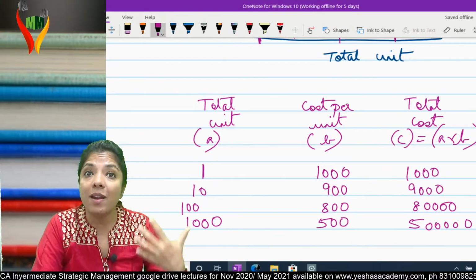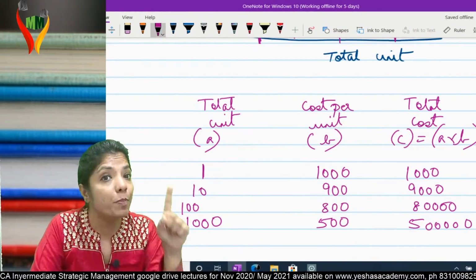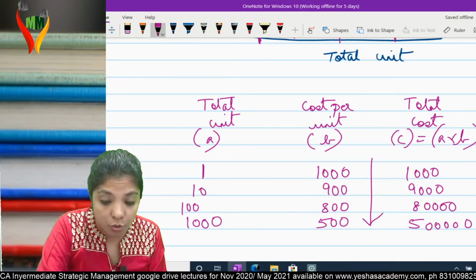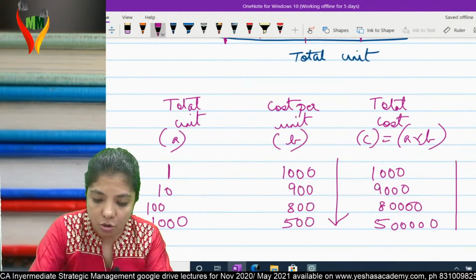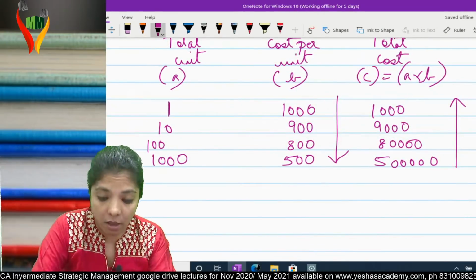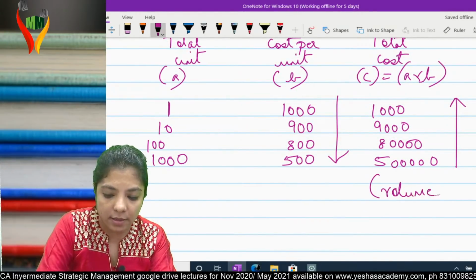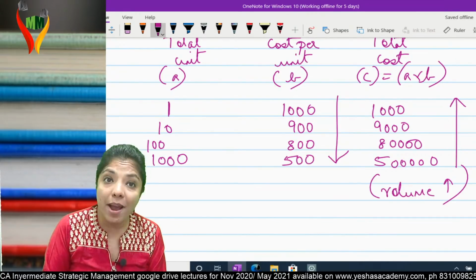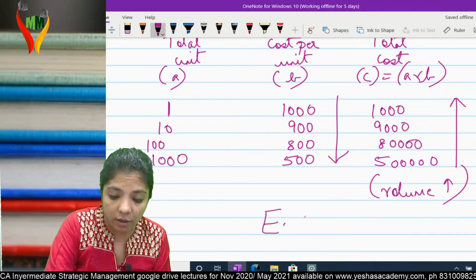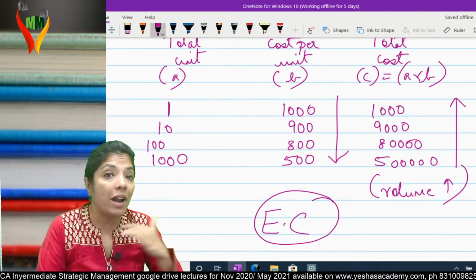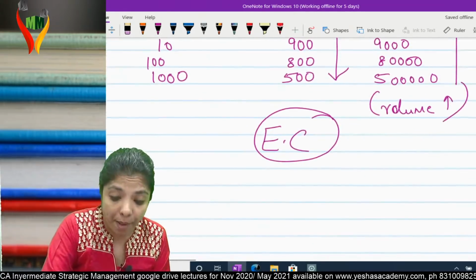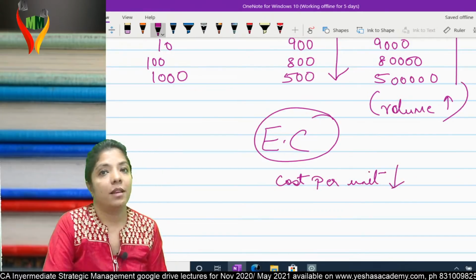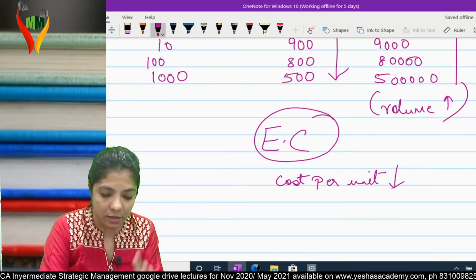Understand? As and when you keep on producing units, your experience increases, efficiency increases, waste decreases, your cost per unit comes down, but your total cost will keep on increasing. Why? Because your volume is increasing. I hope you're with me. Is the concept clear? Because of the experience curve, my cost per unit is going down. Can I go ahead?